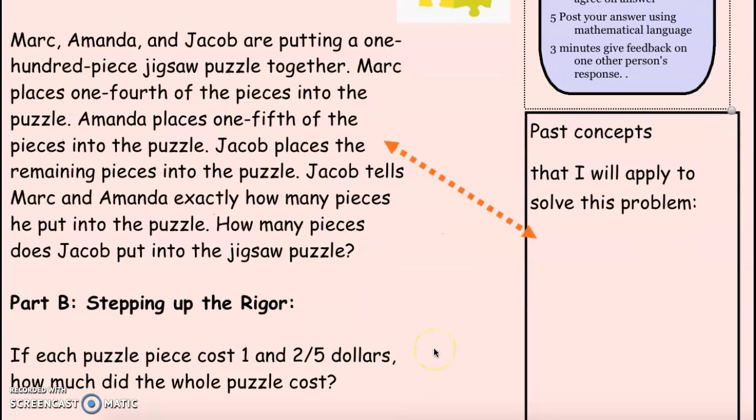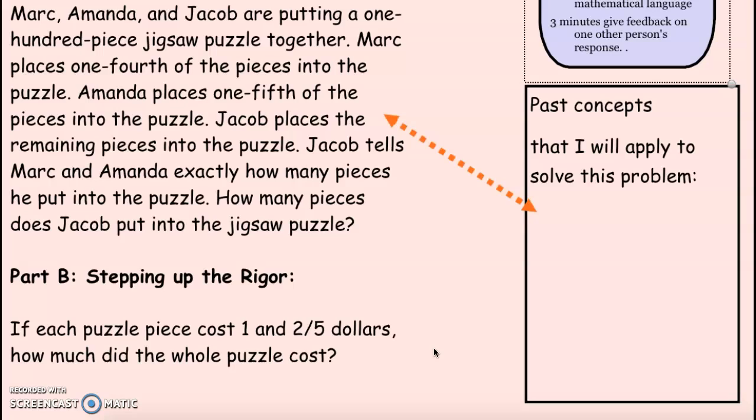Okay, let's think. Let's go to part B, stepping up the rigor. If each puzzle piece cost 1 2/5, how much did the whole puzzle cost? Wow, we have a lot of information here.